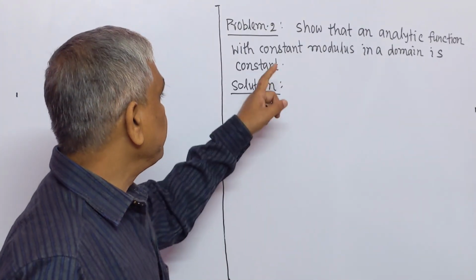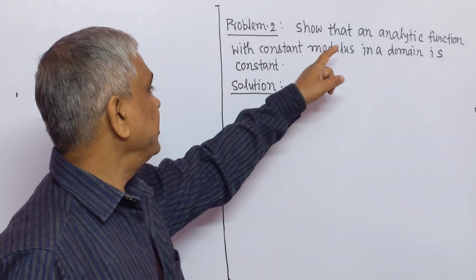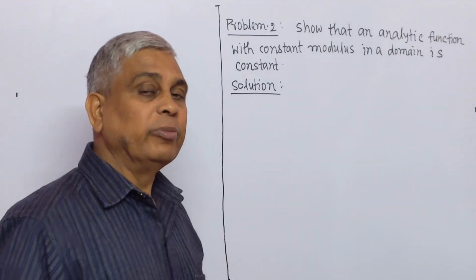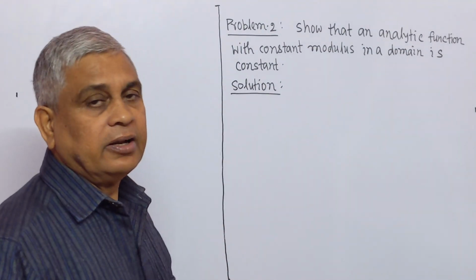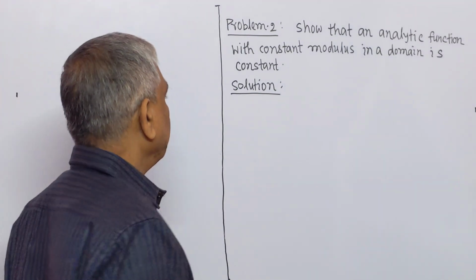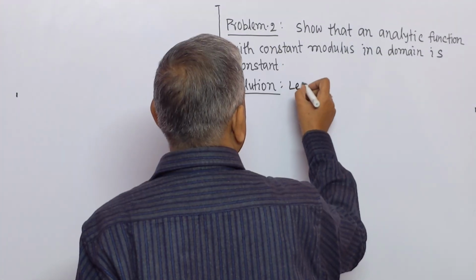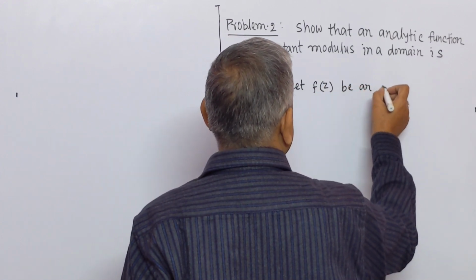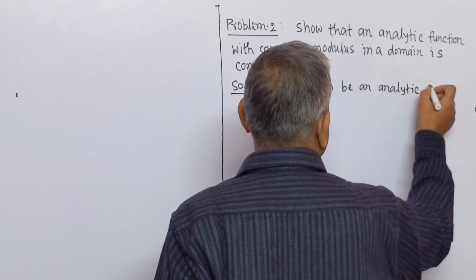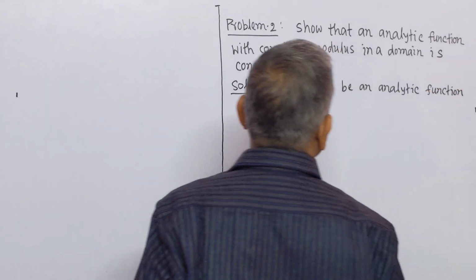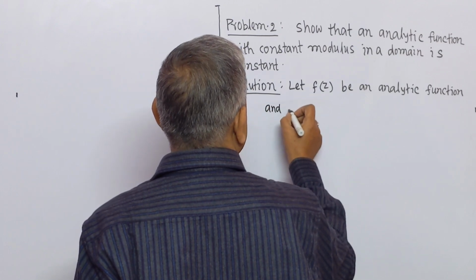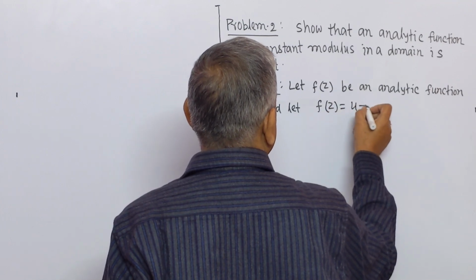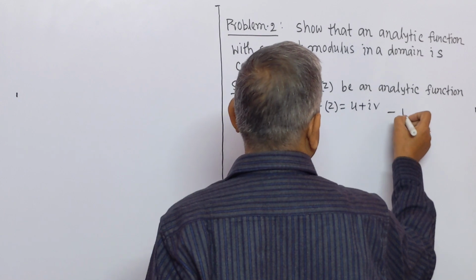Now we solve the next problem. The next problem is to show that an analytic function with constant modulus in a domain is constant. Now we solve this. Solution. Let f(z) be an analytic function and let f(z) equal to u plus iv. This is number 1.